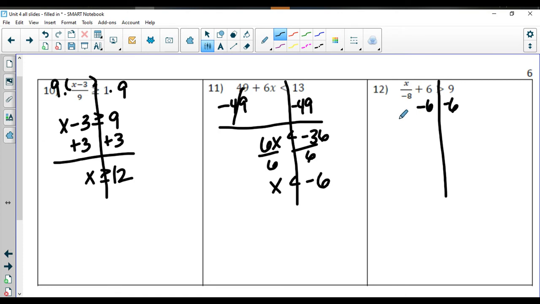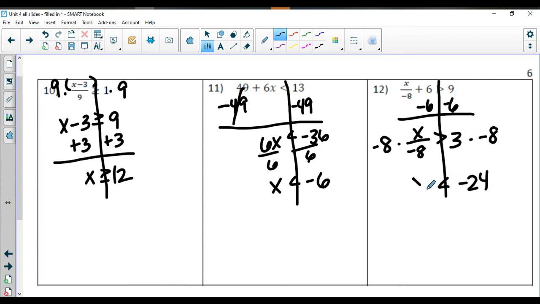In number 12, subtract 6 on both sides. X divided by negative 8 is greater than 3. I'm going to times by negative 8, which is going to have me flip my sign. So I get x is less than negative 24.